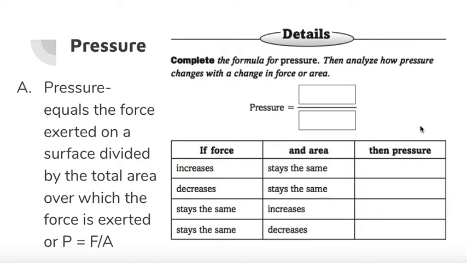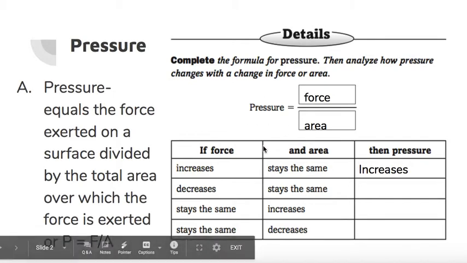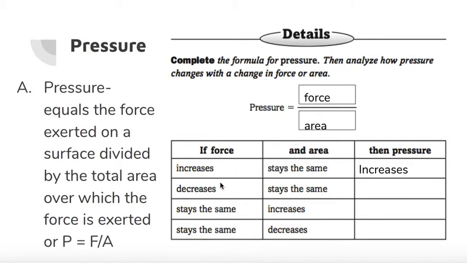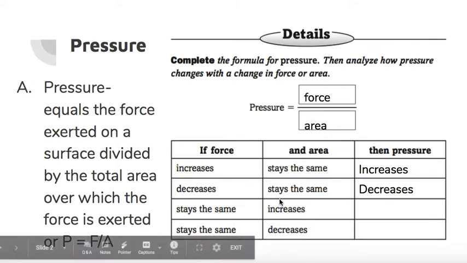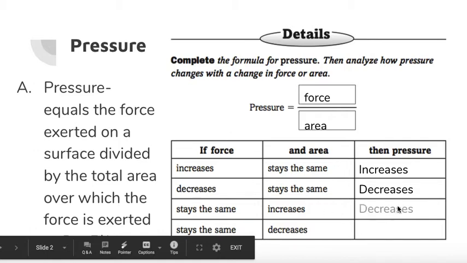Let's complete this little activity that will hopefully help us to focus on this difference between pressure and area. Complete the form for pressure, then analyze how pressure changes with a change in force or area. Pressure equals force over area, or force divided by area. If a force increases and area stays the same, pressure increases. Pressure and force are directly related to each other. If a force decreases and area stays the same, then the pressure will decrease. If force stays the same and the area increases, pressure decreases.